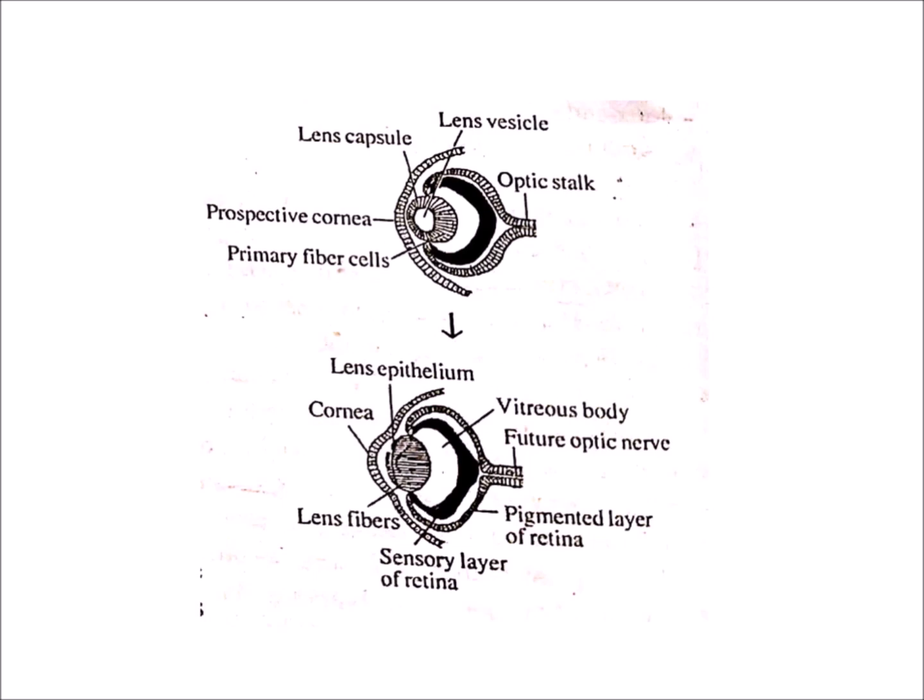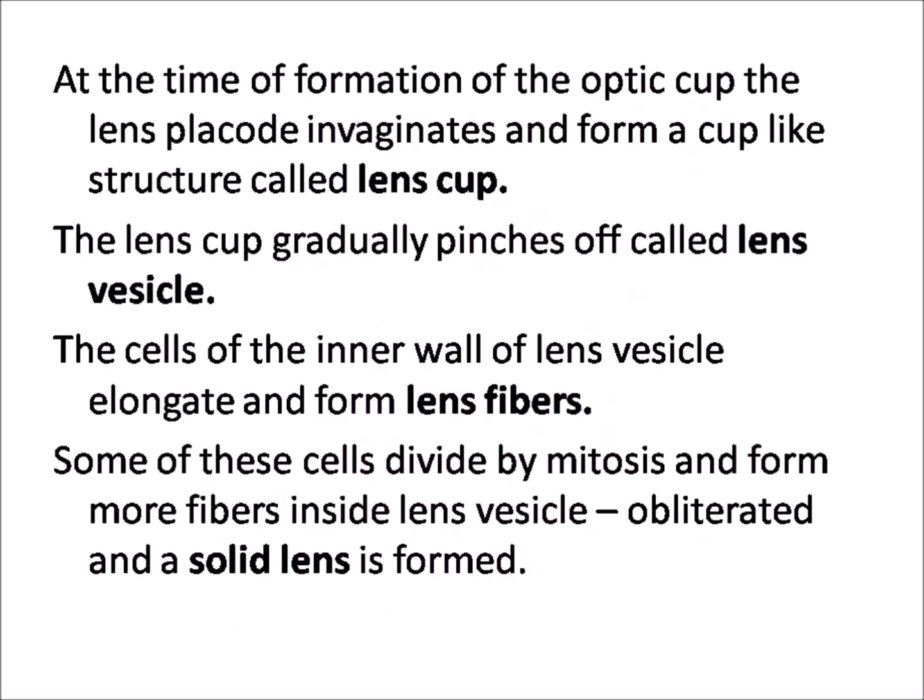The diagram shows the lens vesicle, lens capsule, optic stalk, prospective cornea, primary fiber cells. And in the next diagram, lens epithelium, cornea, vitreous body for the vitreous chamber, future optic nerve, pigmented layer of retina, lens fibers, sensory layer of retina. See the location of these structures in the future eye.